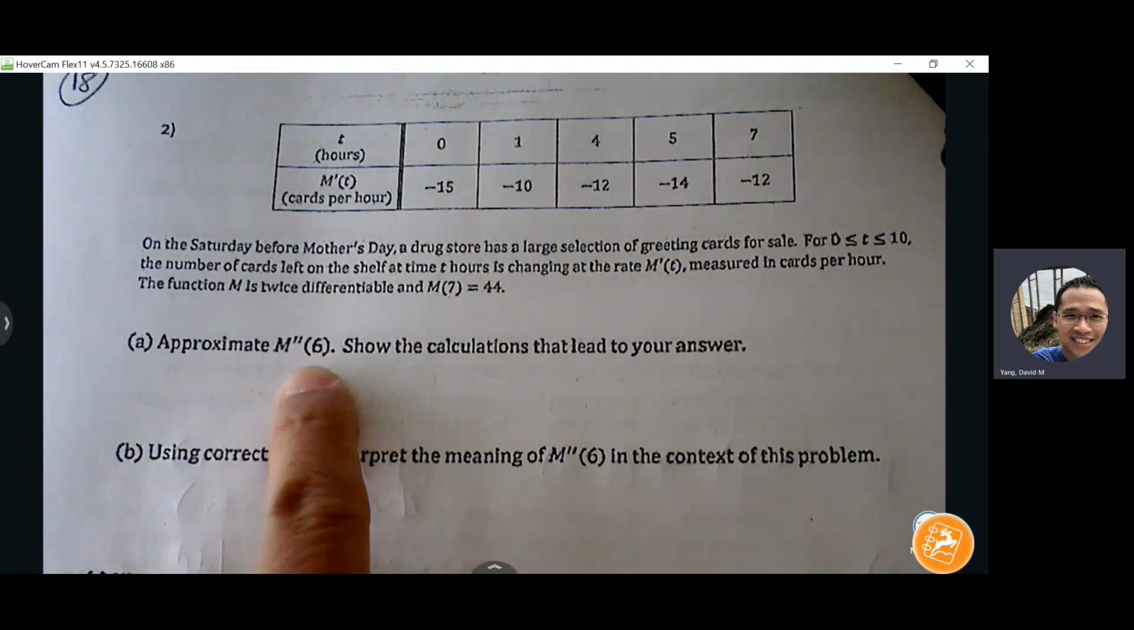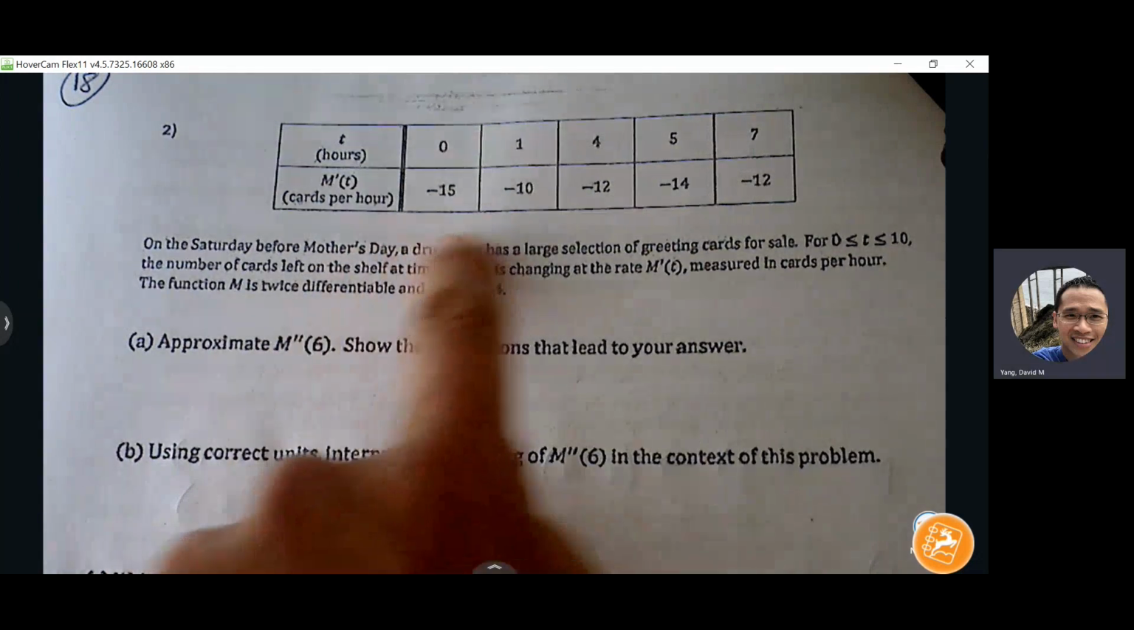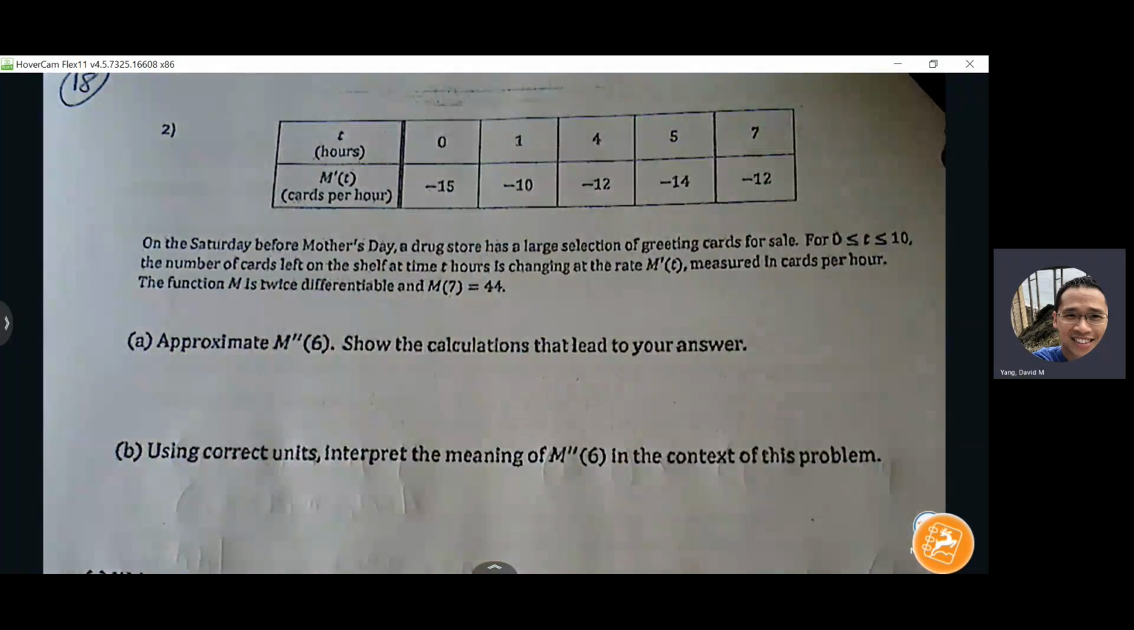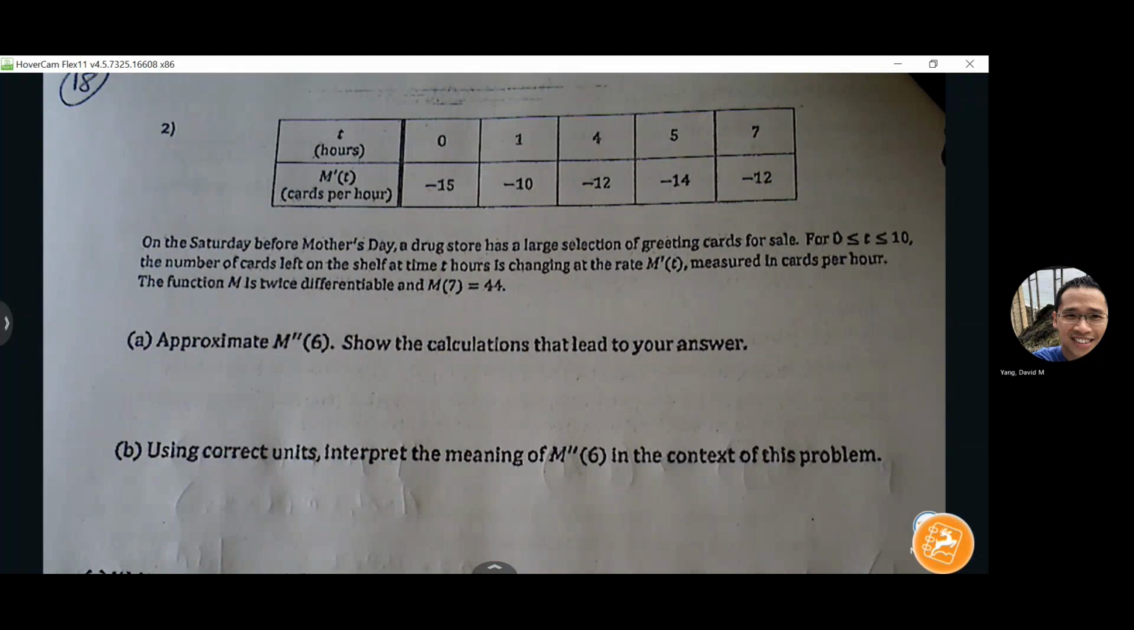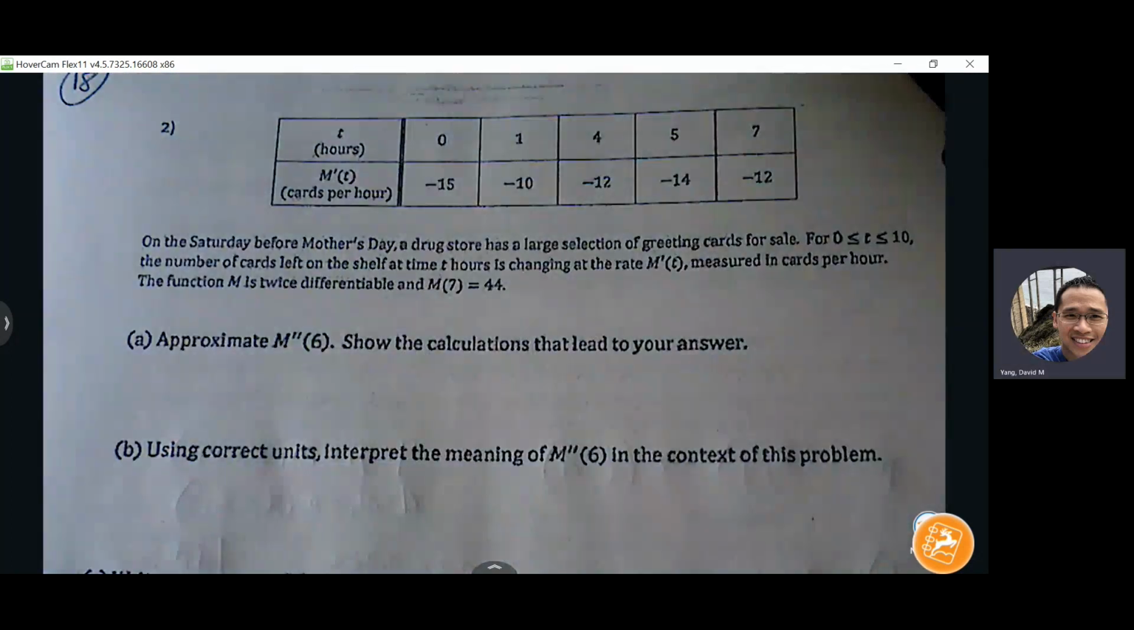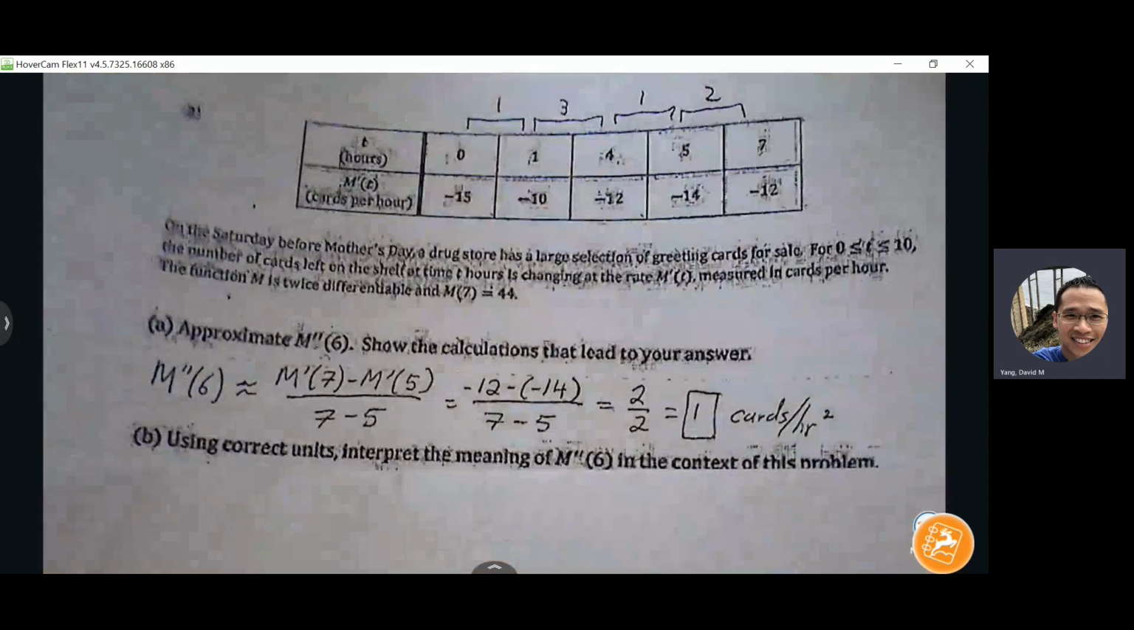So approximate m double prime of 6. We don't have m double prime, but we have m prime, so we can just take the what? Take the slope. Yeah. Okay, so we're forced to use 5 and 7, because those are the closest ordered pairs.